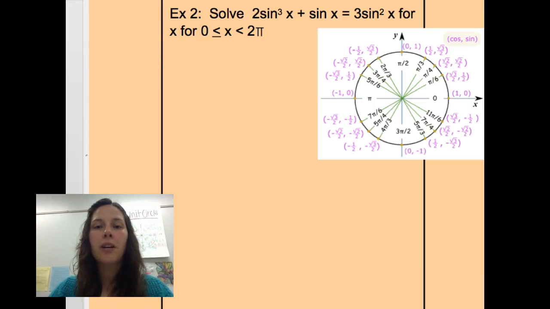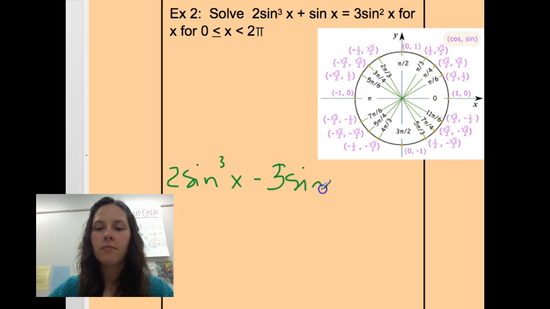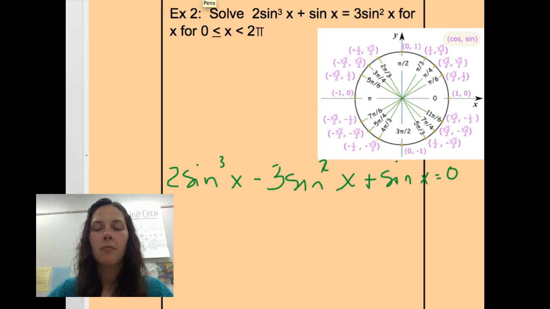Our next equation, we want to set it equal to 0 before we solve. And with my unit circle here, I'm probably going to run out of room, so I'm going to do this below my unit circle. So I'm going to subtract the 3 sine squared x, and I'm going to write this in standard form. Hopefully this is semi-legible for you. Next, I notice that all 3 terms have sine x.